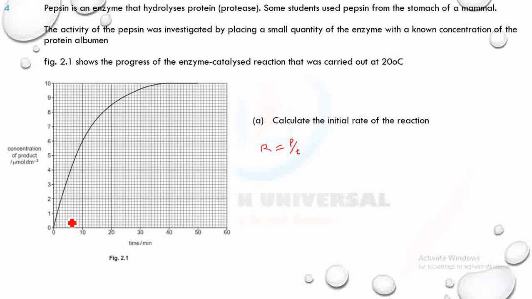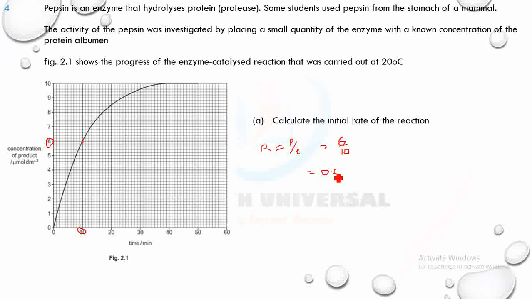So product formed there is 6 micromole. Time is 10. How do I know? Both of them meet here. So that gives us 6 over 10. 6 over 10 is 0.6. So 0.6 micromole per dm cube per second.